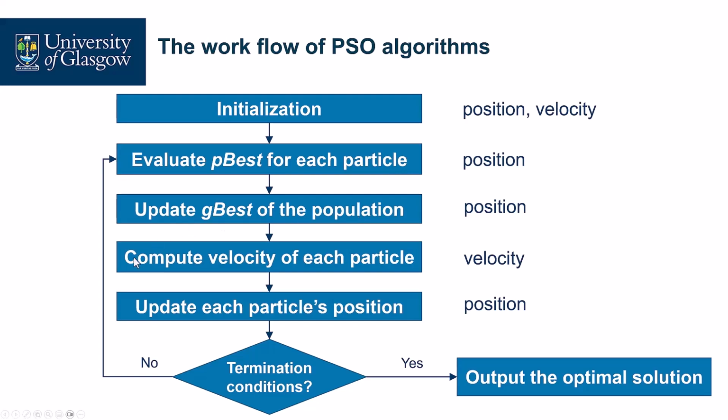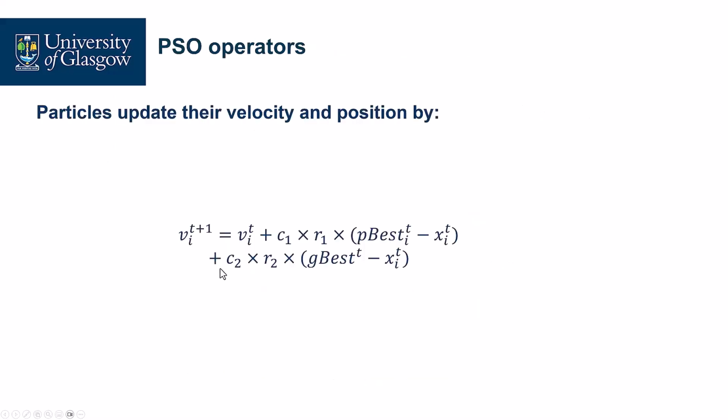Then we come to here. We need to compute the velocity of each particle and update each particle's position. So these two steps will generate new candidate solutions. Okay. So these are the keys, and this is what this session will talk about. Now let's first see how we update the velocity and position. This is the formula for the velocity update.